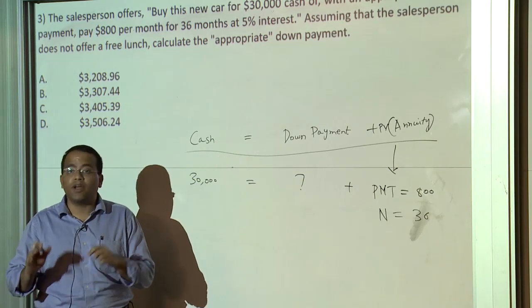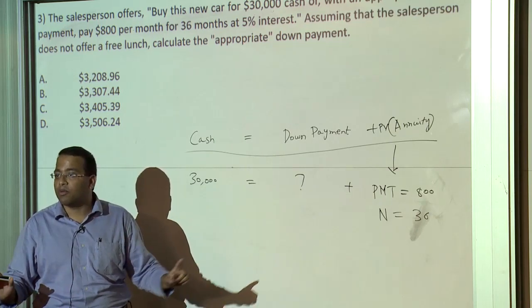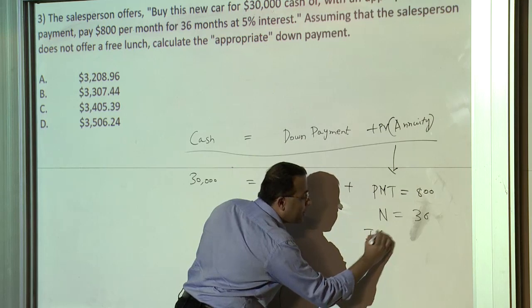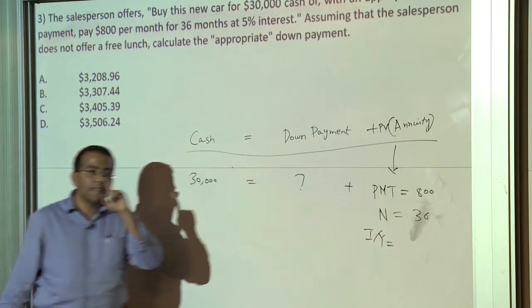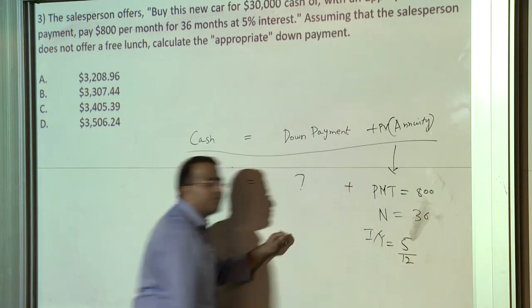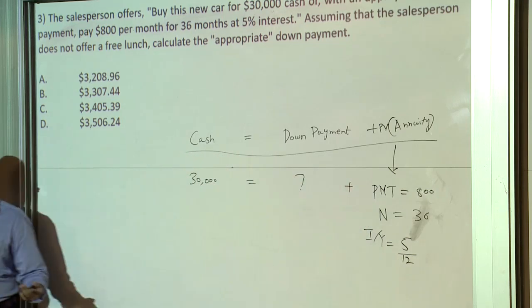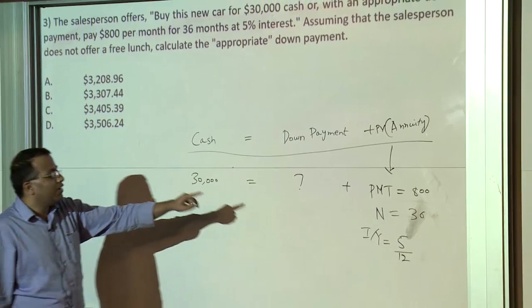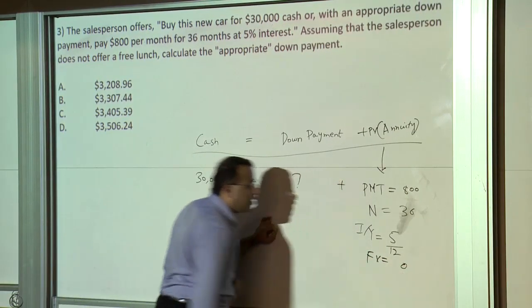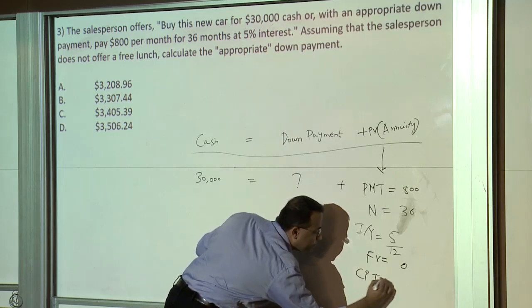What we need is a monthly rate, not an annual rate. Because the payments are on a monthly basis. So the I/Y that you're going to put into your calculator is going to be 5 divided by 12. Because that's the monthly rate. So you have these three numbers. You have an FV of 0, and you compute the PV.